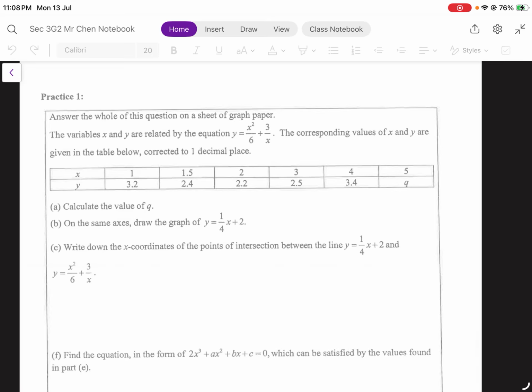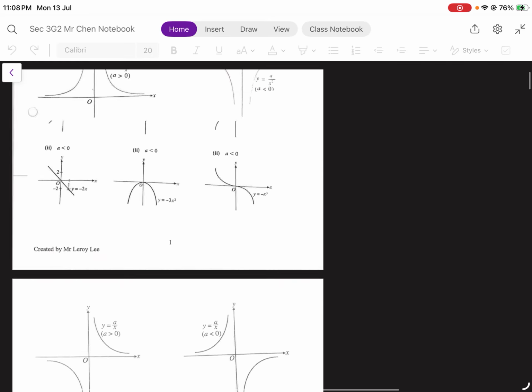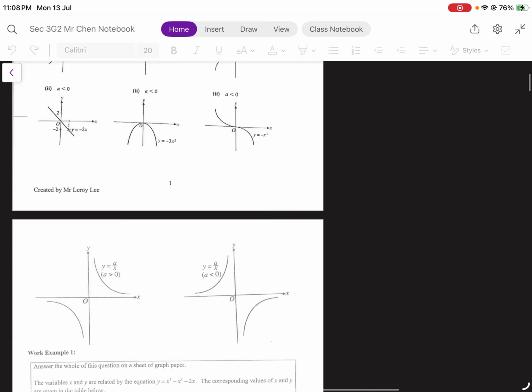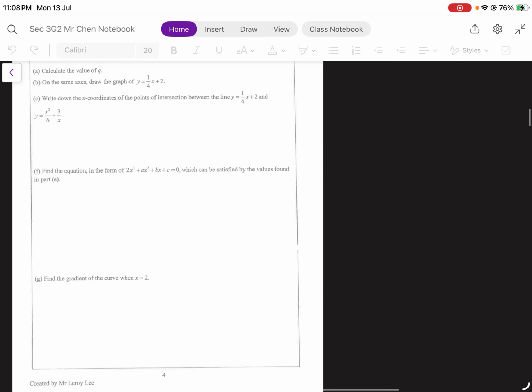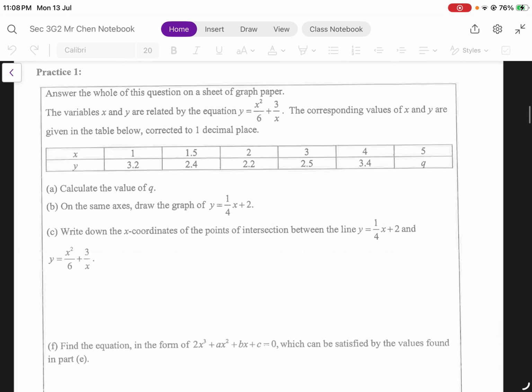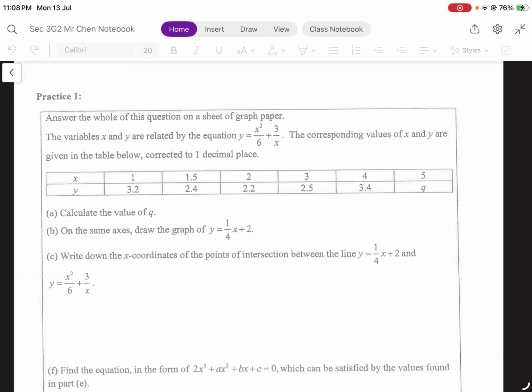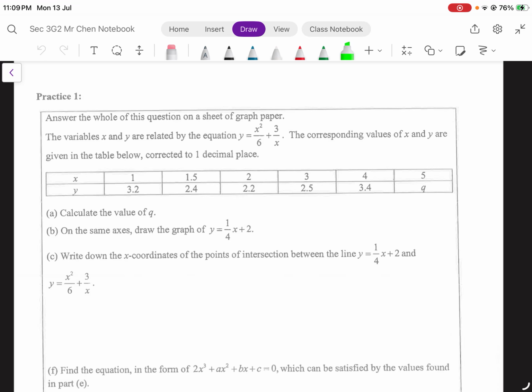Okay, so let's go through the remainder questions for this paper, for functions and graphs. Let's look at this question here. Your whole equation is y equals x squared over 6 plus 3 over x. The corresponding values of x and y are given in the table, correct to one decimal place. They ask you to calculate the value of q.